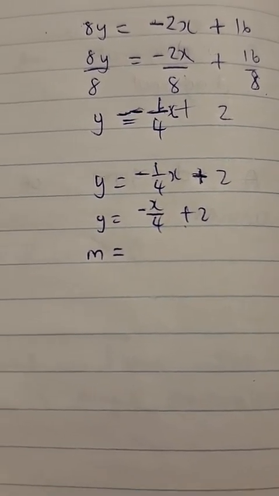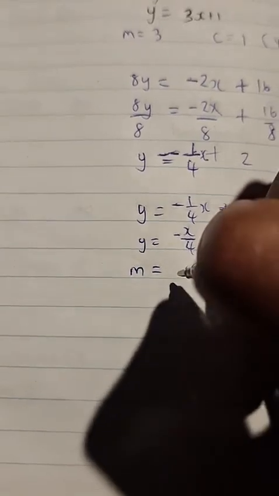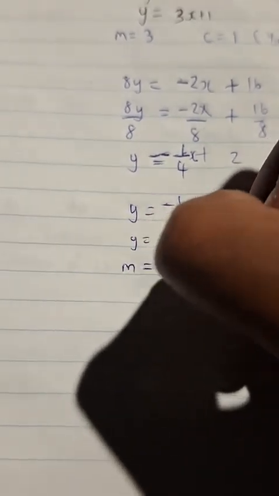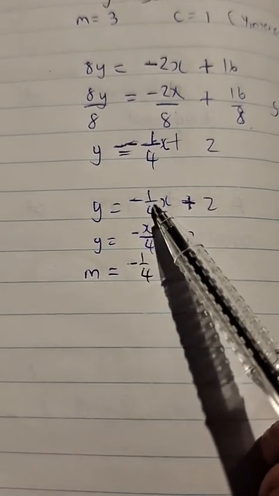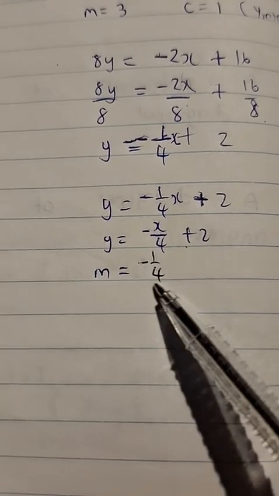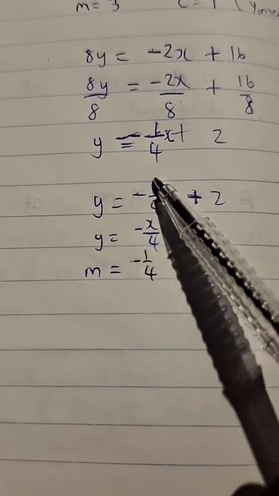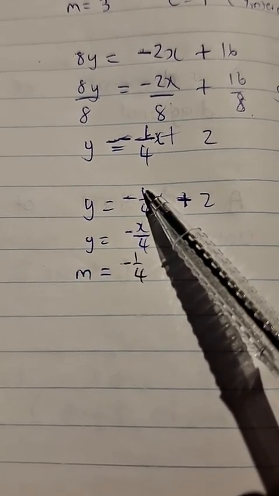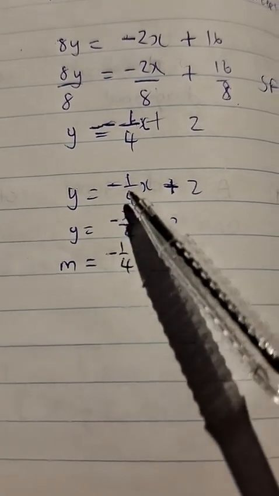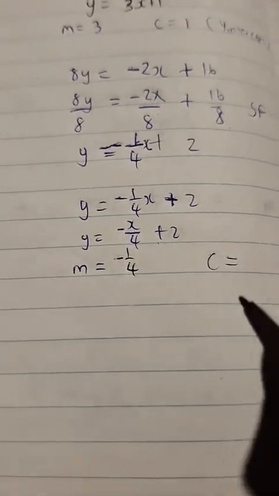M is? Okay, so m is a negative 1 over 4. Okay. The coefficient of x is my m, right? So when the equation is in standard form, I can simply read, okay, from the equation what the value of m is. And in this case, it's a negative 1 over 4. Okay, please guys, don't forget that.